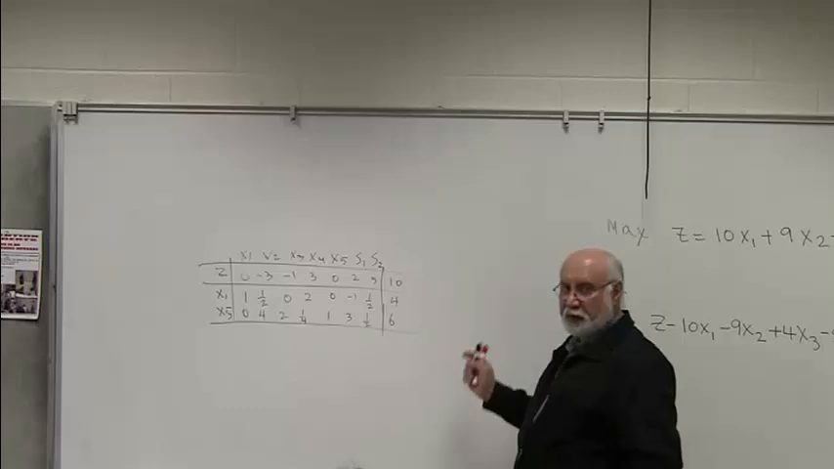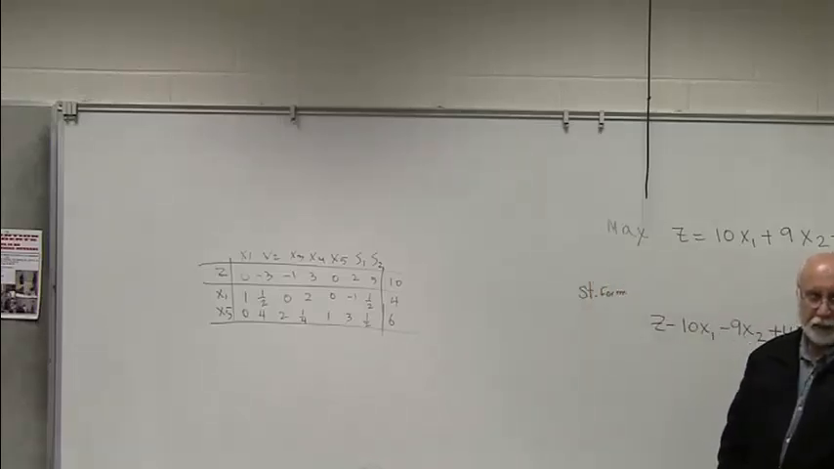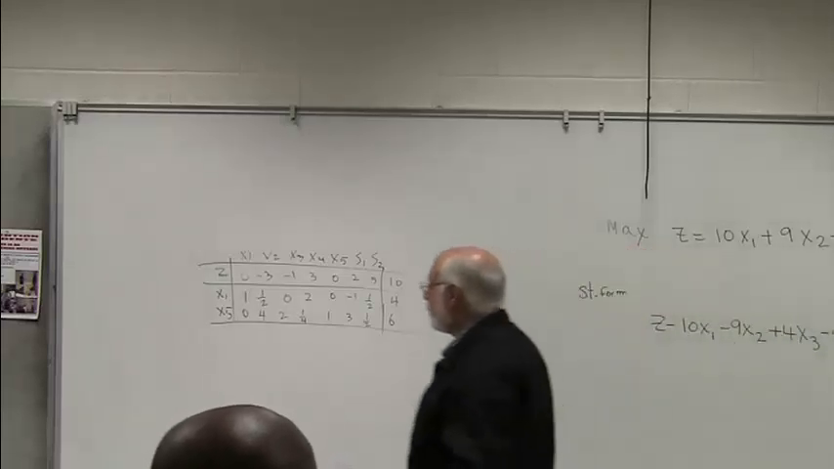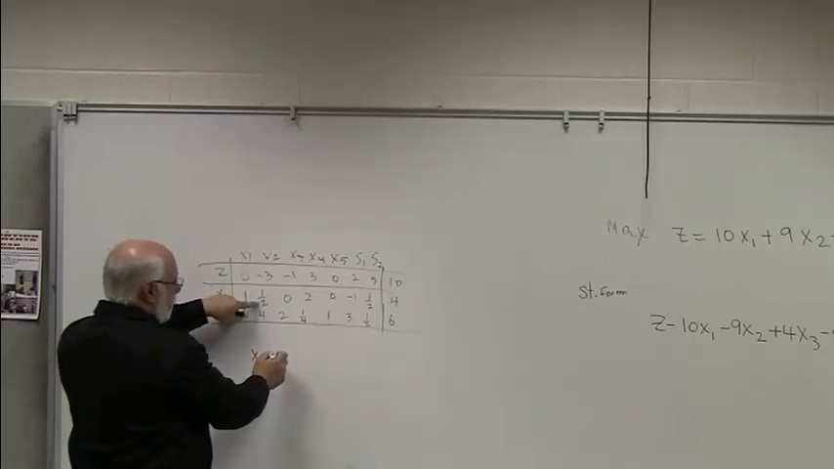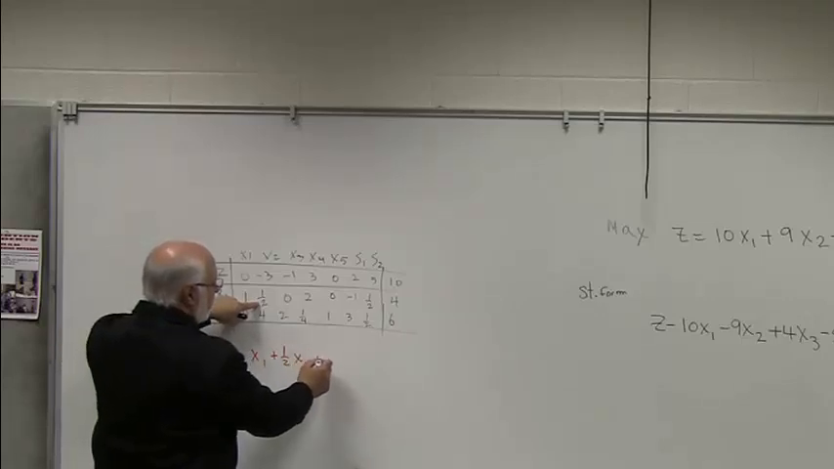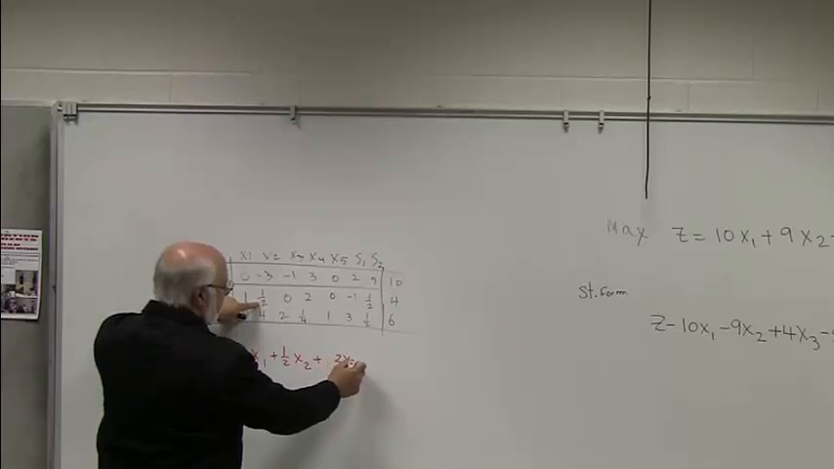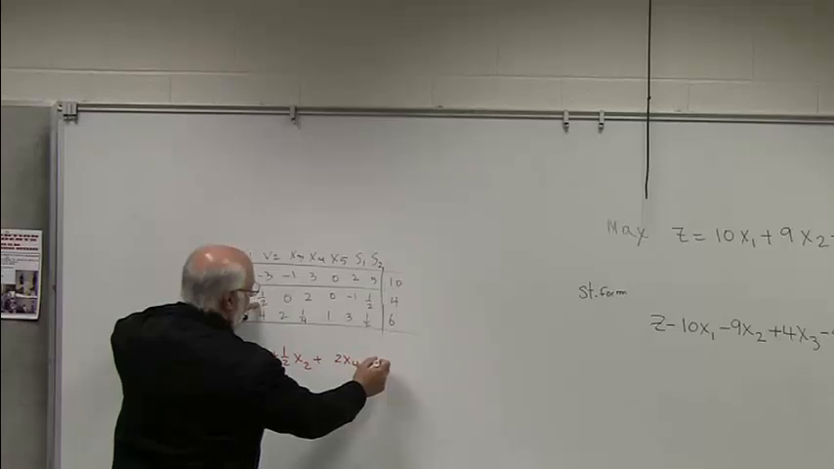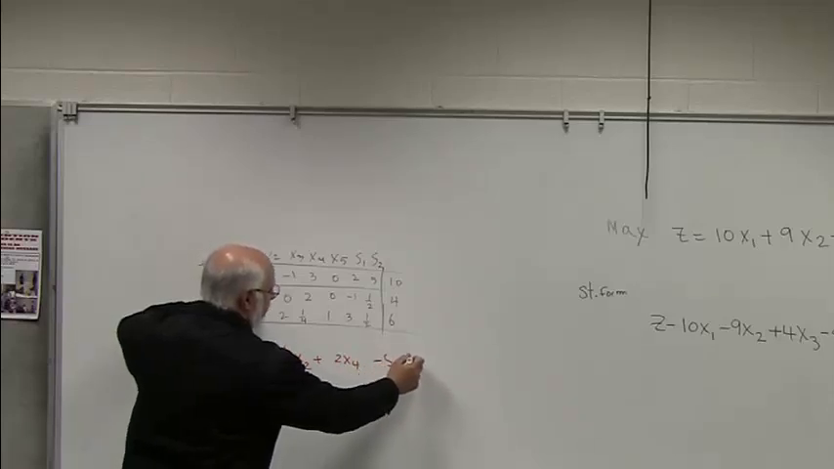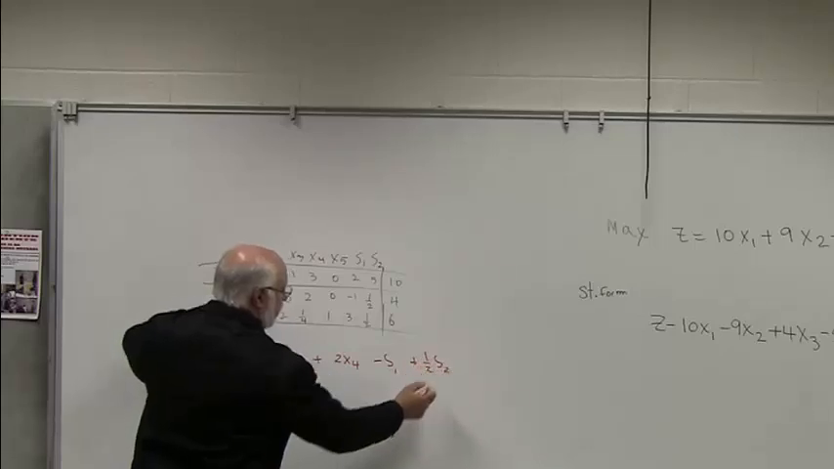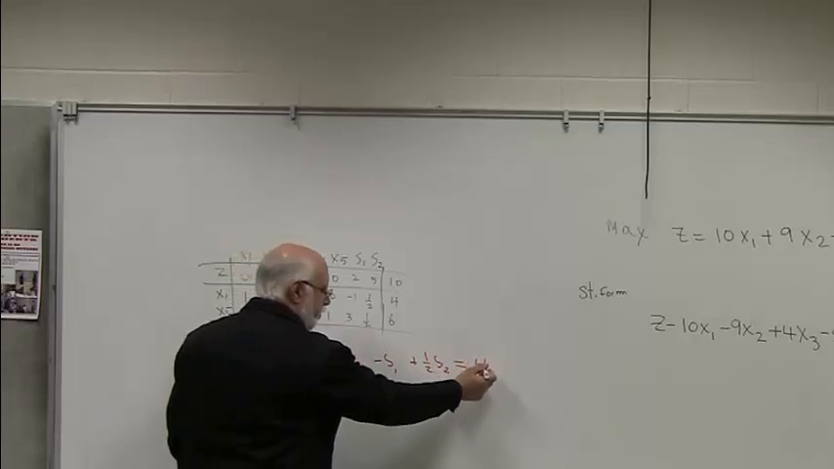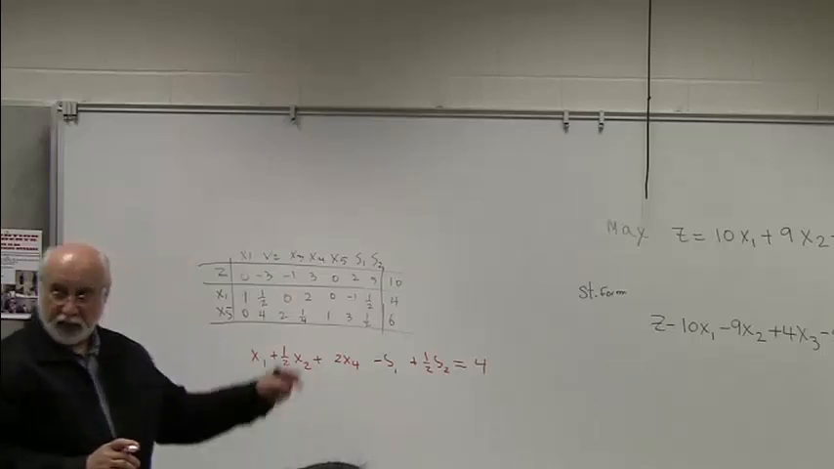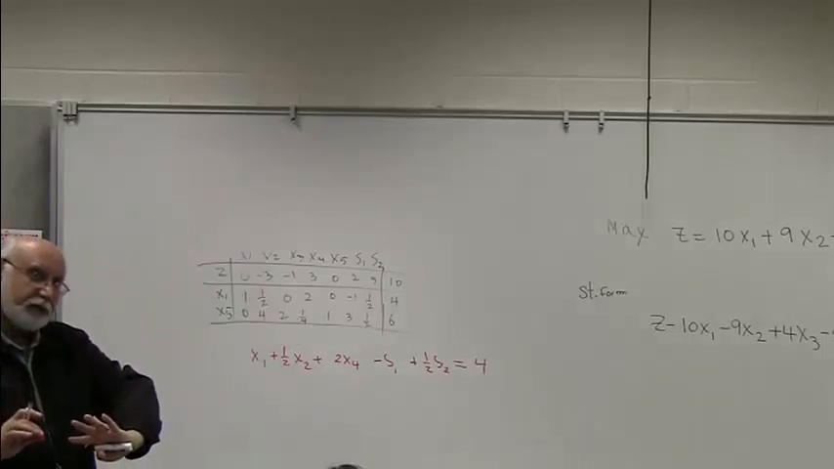What is the equation for the first one? How do you write that equation for the first one? It is 1x1 plus 1 half x2 plus 2x4 minus s1 plus 1 half s2 equals 4. That's how you put them from the standard form into the tableau.